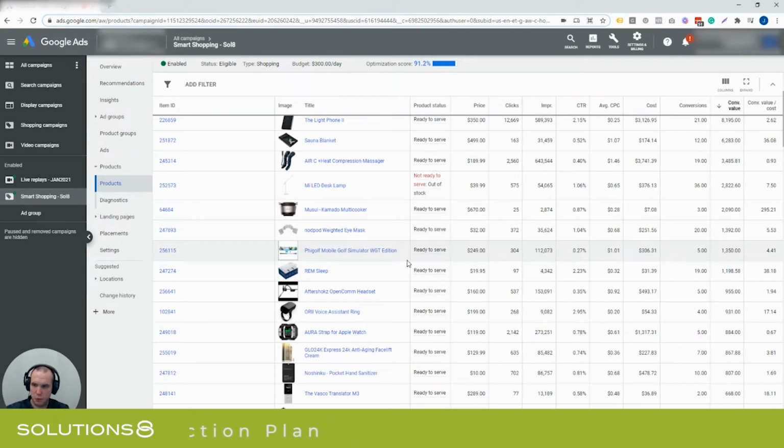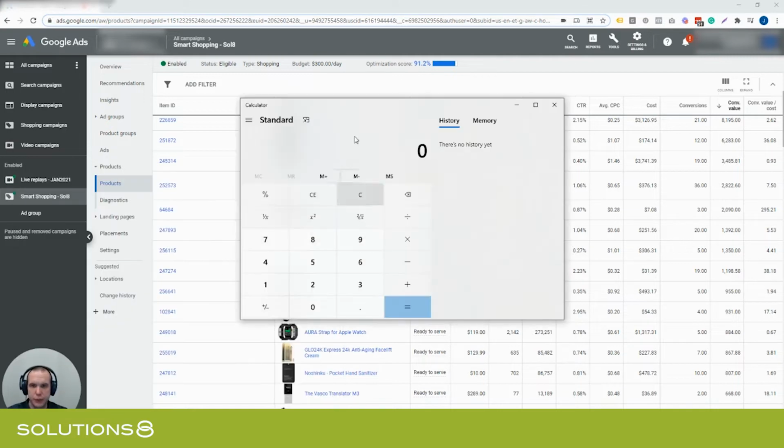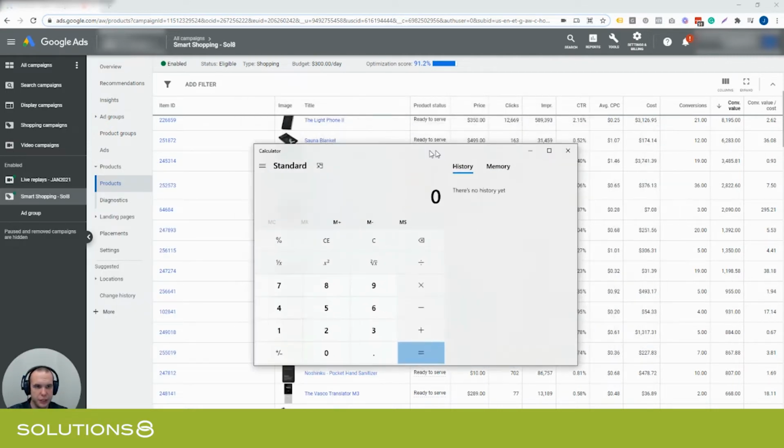There's really no two or three products that are of the same category. And that's by design. And I'm going to pull up a calculator here because I want to share with you something that I think is interesting.